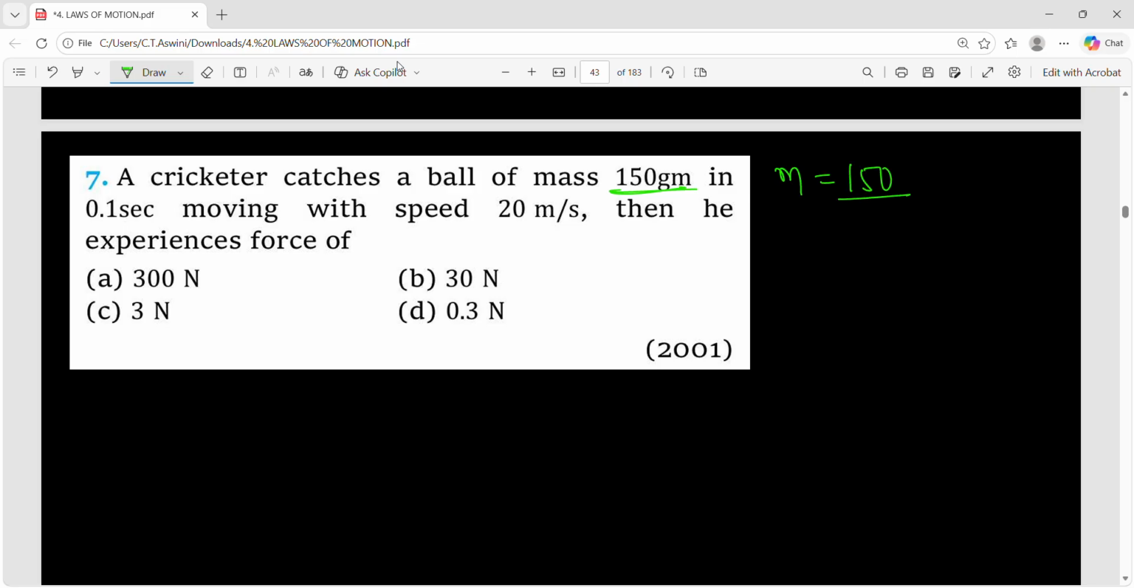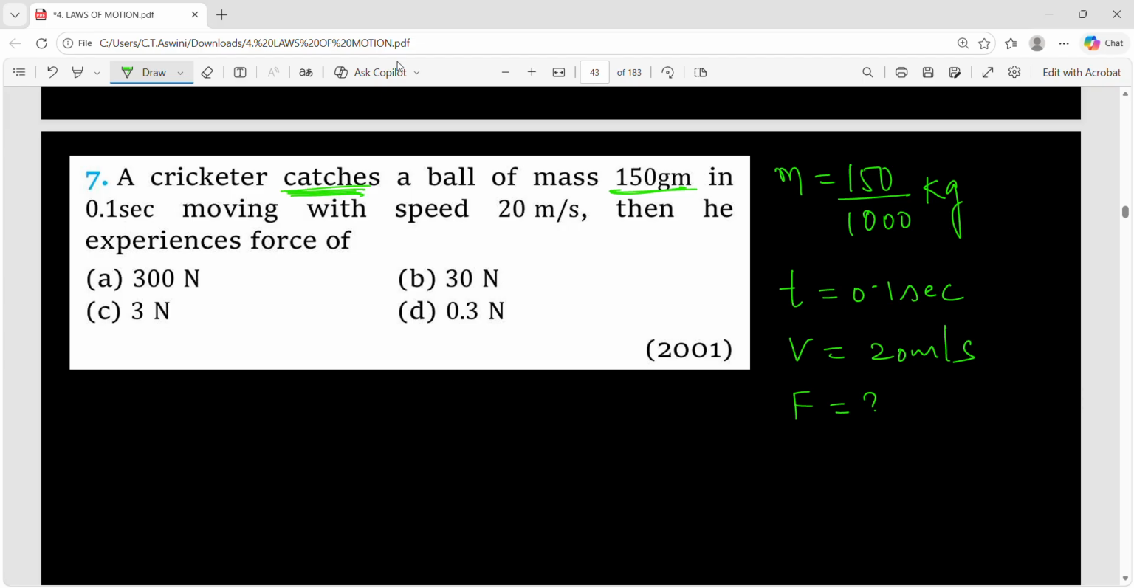See this question. A cricketer catches a ball of mass 150 grams, so I'll write it as 150 by 1000 kg, in 0.1 second. So time is how much? 0.1 second. Moving with a speed. So what is the speed of the ball? 20 meter per second. Then he experiences a force of.